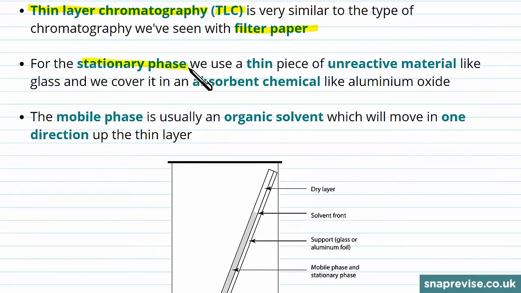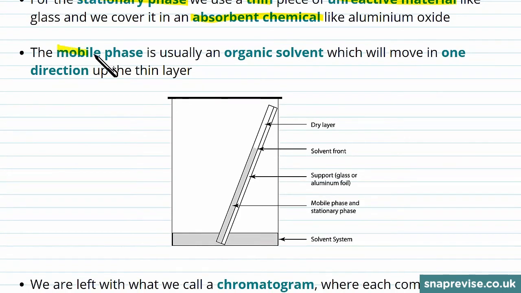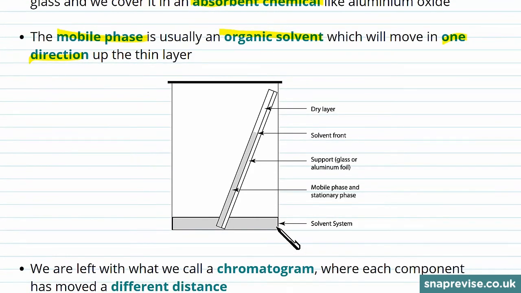The stationary phase, the thing that doesn't move and that the mobile phase spreads out through, is a thin piece of unreactive material like glass, and we could cover this thin layer of glass with an absorbent chemical like aluminium oxide. The mobile phase is usually some sort of organic solvent, which tends to be the chemicals we're trying to separate, organic ones, and this will move in one direction up the thin layer. So we have our solvent system at the bottom here, and this is going to move up.